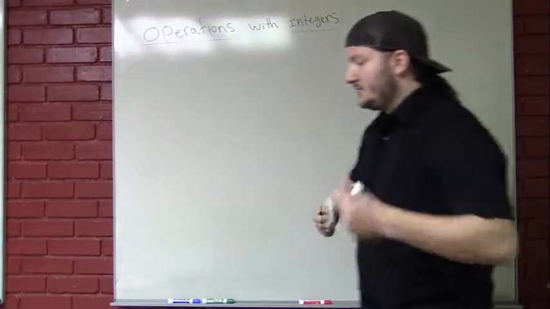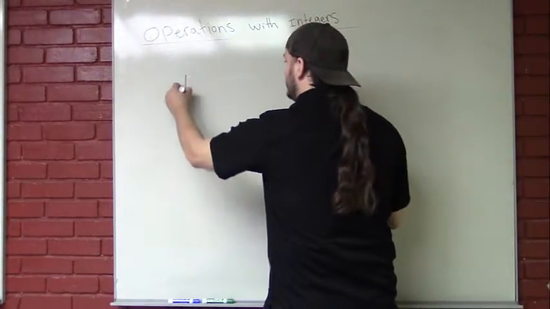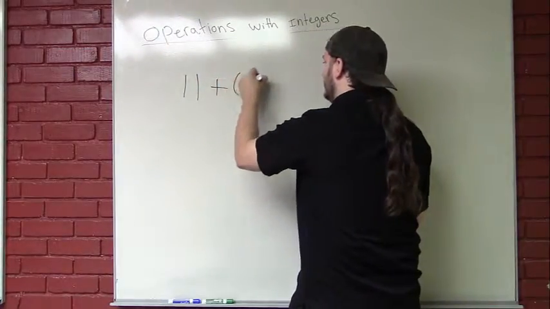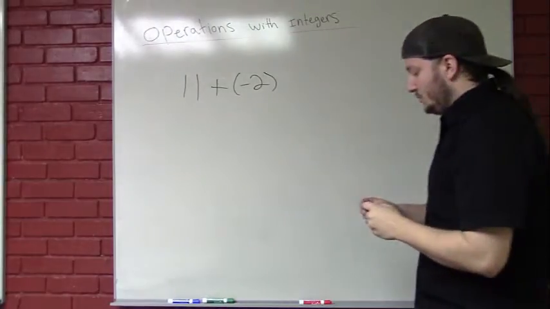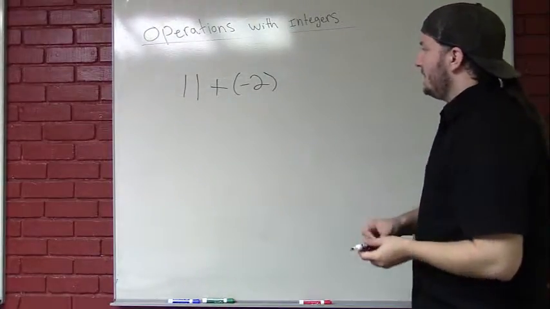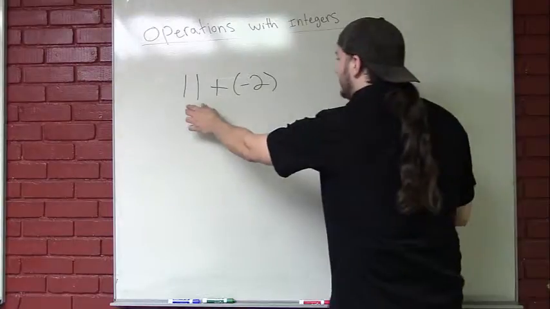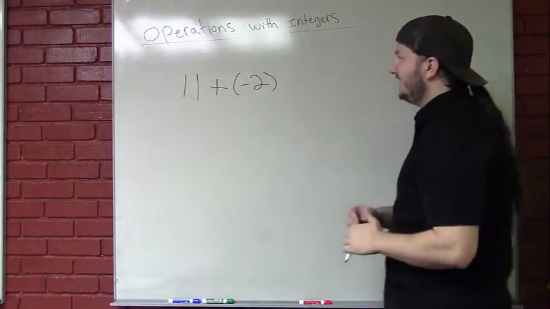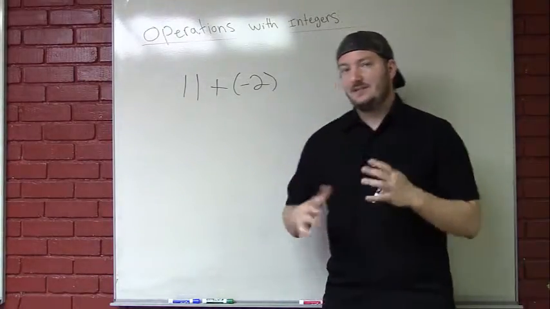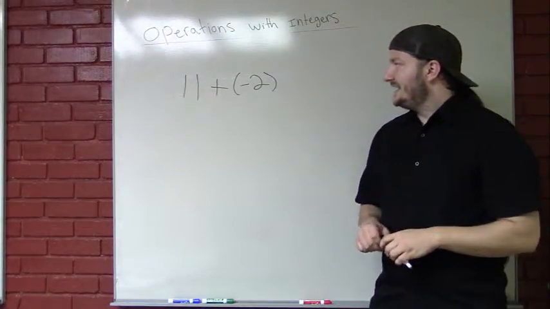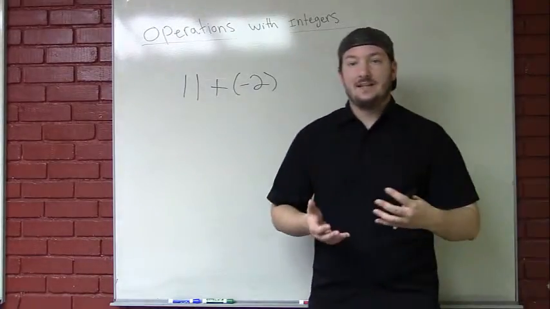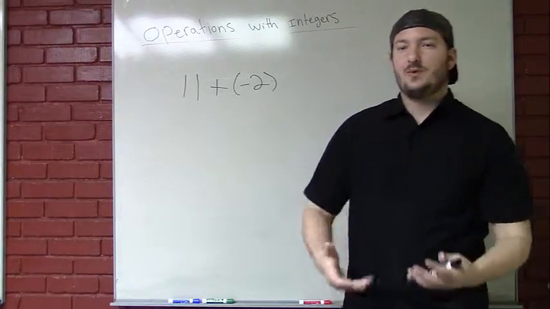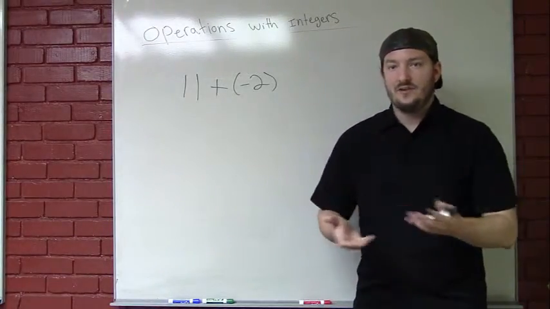So, the very first problem is going to be something like this. 11 plus a negative 2. Okay? So, again, this is 11 plus a negative 2. So, essentially, how I look at these guys is, again, I like to refer to money. That's going to be a common theme throughout this entire DVD, just because I think people relate to that a lot more, because we use that in our everyday lives.